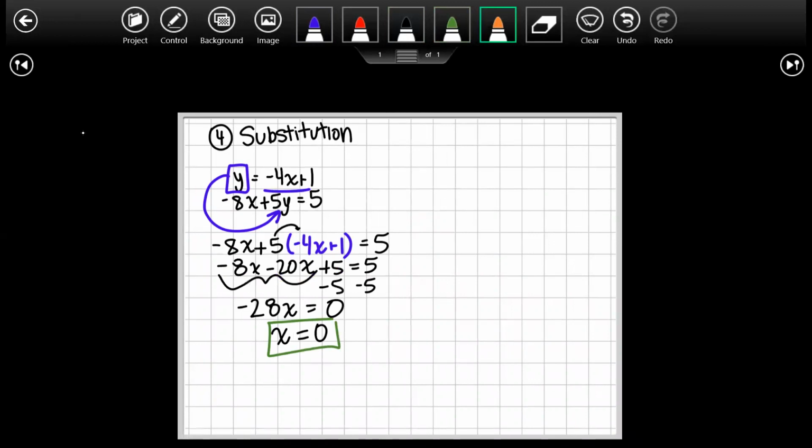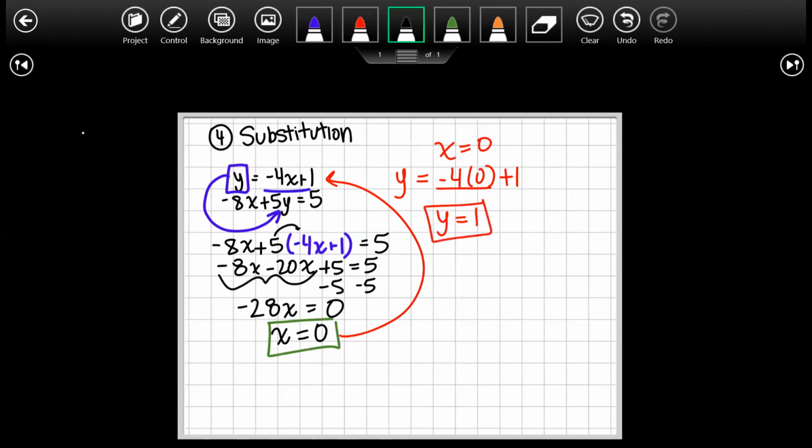We got to be able to plug one of them back in, so I'm going to take this and plug it back into the one on top because I think it's easier. Y is equal, when x is equal to 0, negative 4 times 0 plus 1. This is going to give me 0. Y is going to be equal to 1. So we have 0, comma 1 for our solution.